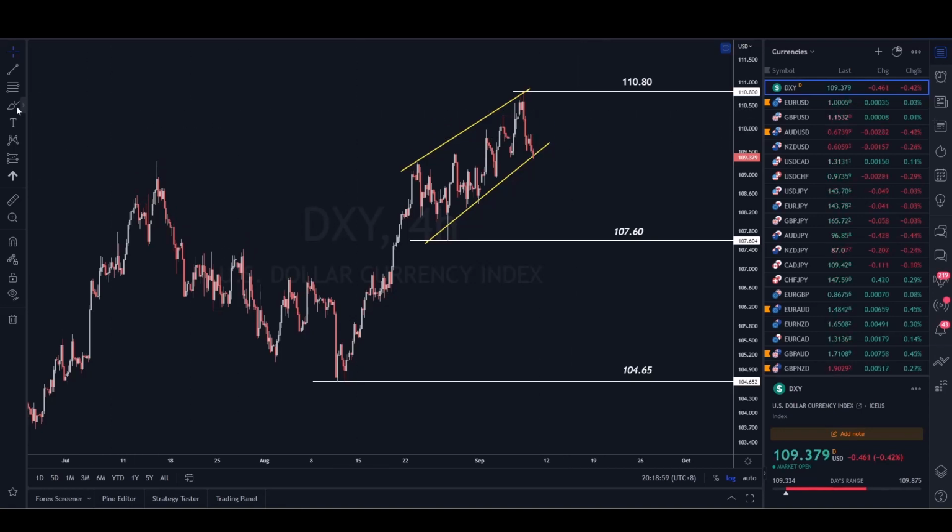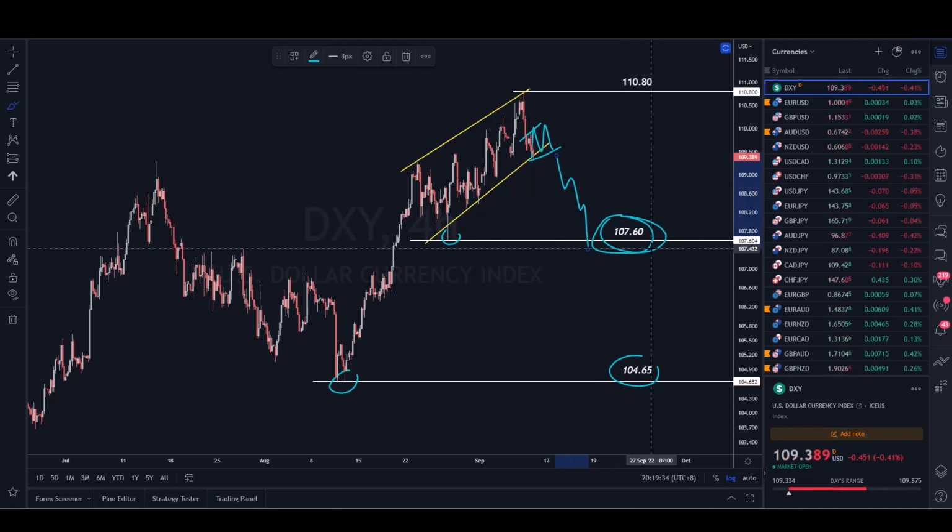Over here, there are two targets in mind: 107.6, which is the previous low, and then 104.65, which is the low before that. There's a good possibility we're going to hit at least 107.6 for the dollar index. Over here you can look for short-term opportunities. In other words, if you see a tiny bit of consolidation on the dollar index, that would give you a very decent sell opportunity to take this trade down to 107.6.